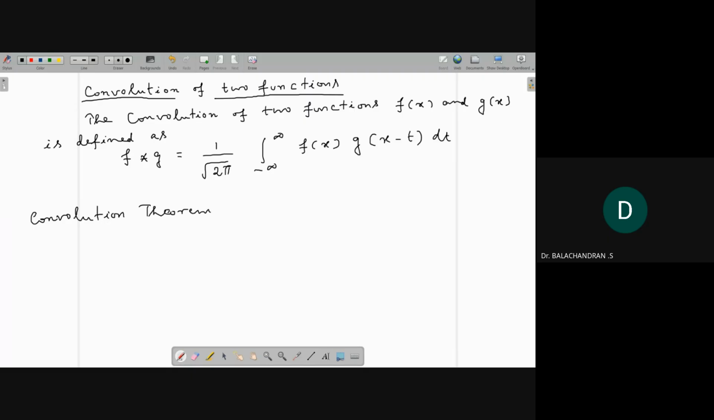Convolution theorem, or sometimes it is called energy theorem. Energy theorem, or another name, Faltung theorem.